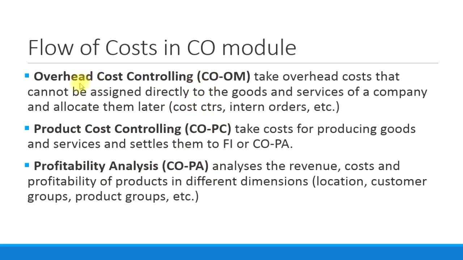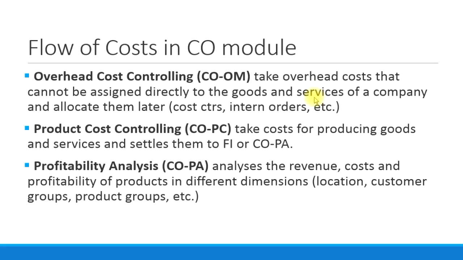Overhead cost controlling, just like the word says, takes the overhead costs that cannot be assigned directly to the goods and services of a company and allocates them later. So here we can see the overhead costs that cannot be directly assigned to the goods or services. Overhead costs are things like admin expenses, HR expenses, your finance department, your IT department. All these can be classified as overhead costs, because you cannot directly allocate their cost to product A or product B.